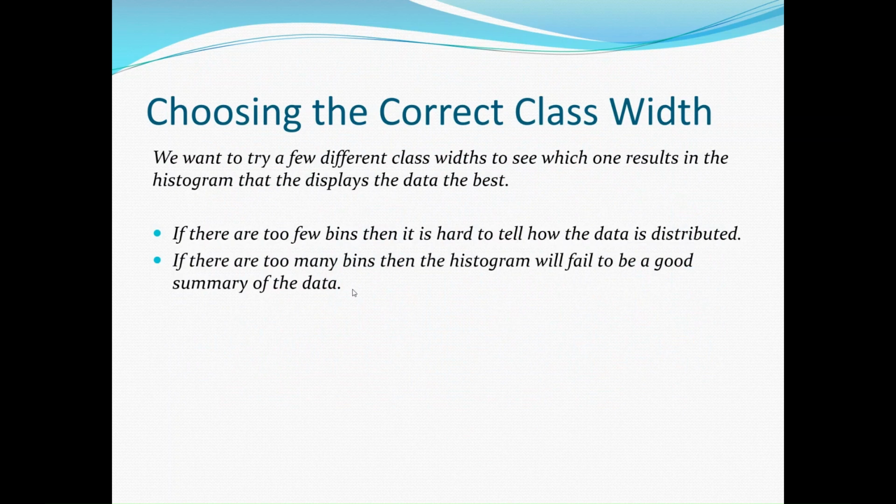All right, but before we do that, I want to go over how we can choose the correct class width. So you can see here, if there are too few bins, it's hard to tell how the data is distributed. That's not clear until we actually see a picture, which we will in a moment. And if there are too many bins, the histogram will fail to be a good summary of the data. So the idea with a histogram is we want it to be a summary of the data. We don't want it to actually be the entire data set. Otherwise, we might as well just be looking at the data instead of the graphic.